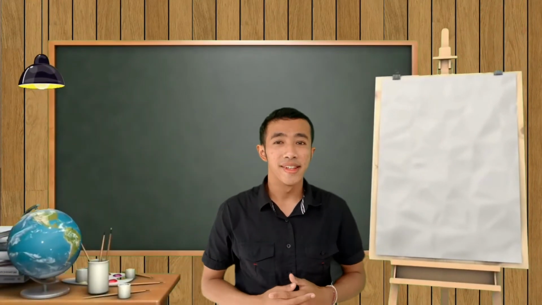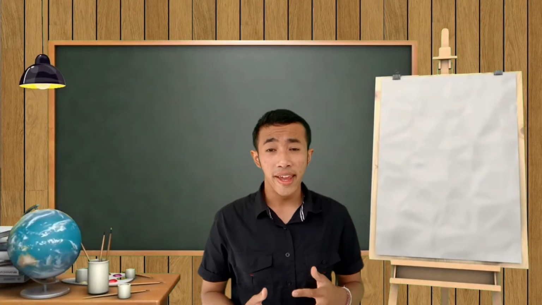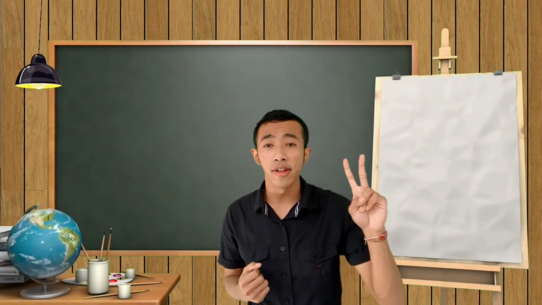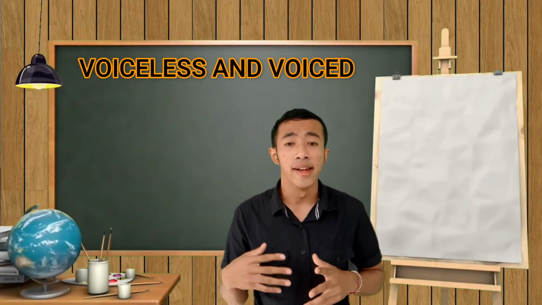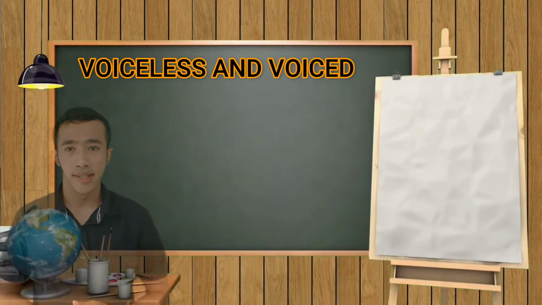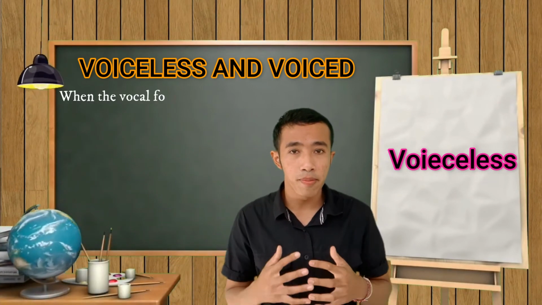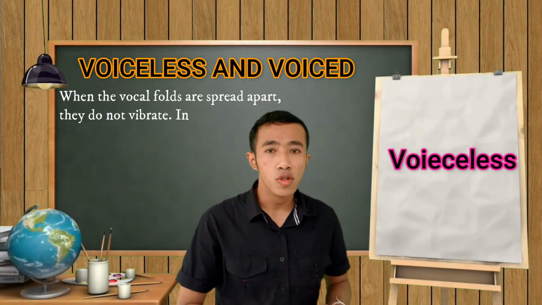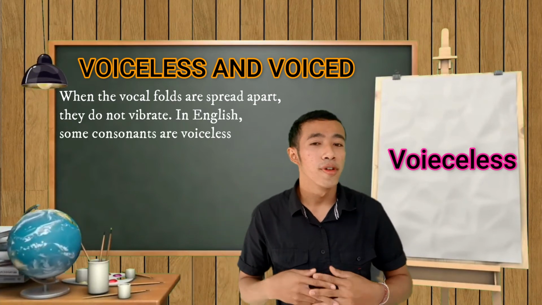Okay, my friends, next it's about kinds of sounds in English. There are two kinds of sounds in English. The first is voiceless and the second one is voiced. We call it voiceless when the vocal folds are spread apart. They don't vibrate. In English, some consonants are voiceless.